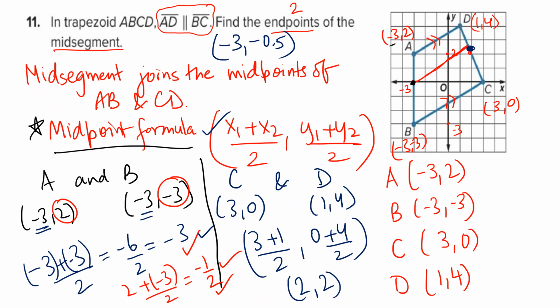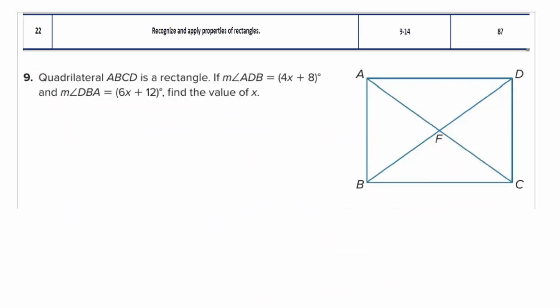So what is the second endpoint? 2 comma 2. So the final answer for this question for the two endpoints of the mid segment joining AB and CD is minus 3 comma minus 0.5 and 2 comma 2. So this is how you will find the endpoints of the mid segment and solve the question for the trapezoid ABCD. Okay, moving on, let's go to learning objective 22.